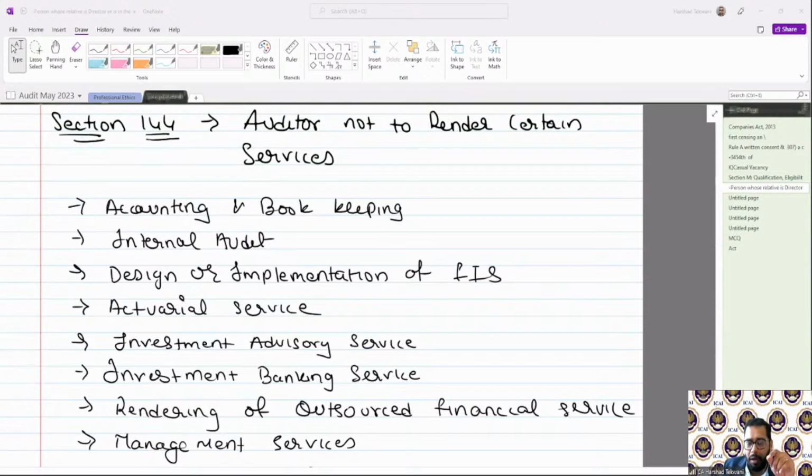When you talk about project financing, we need to understand in detail what sort of service you are talking about, because it may be investment advisory with respect to the project financing, so we need to understand whether it's an overlap or not in that case.